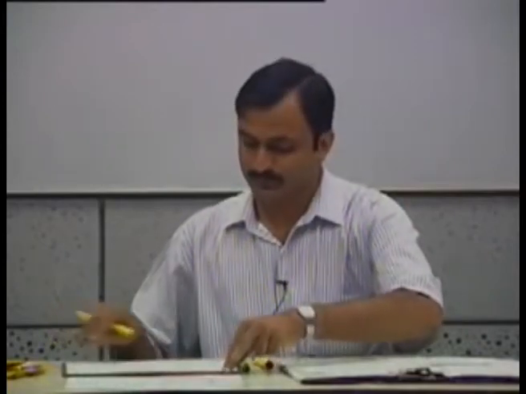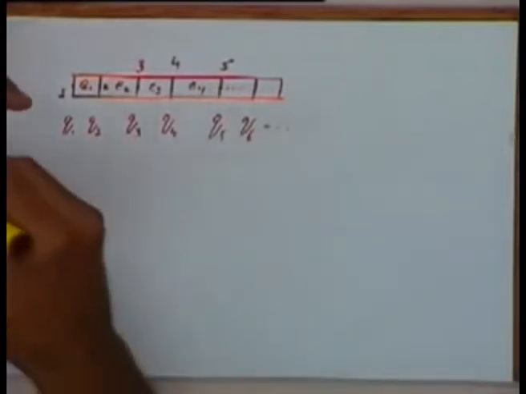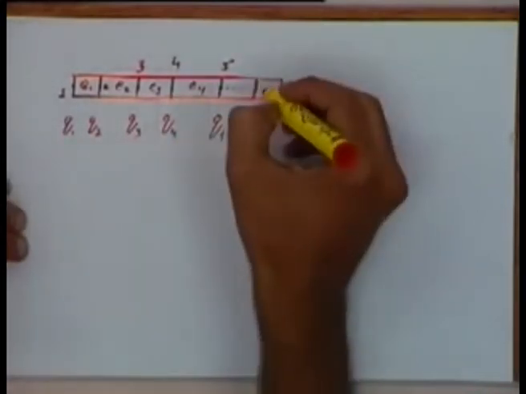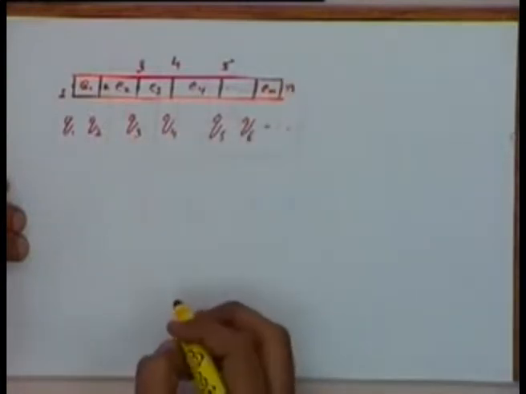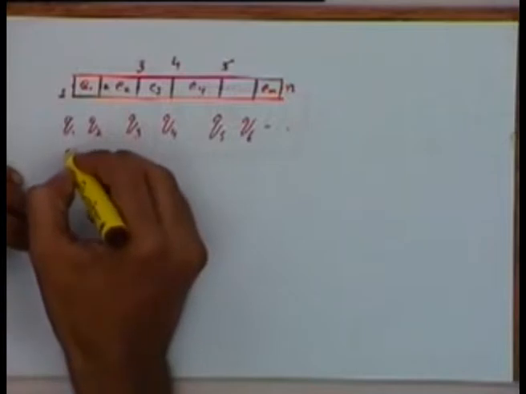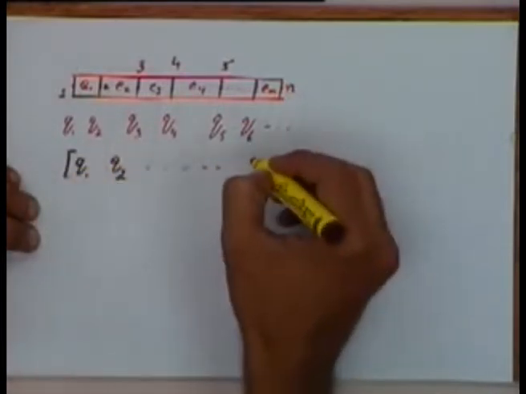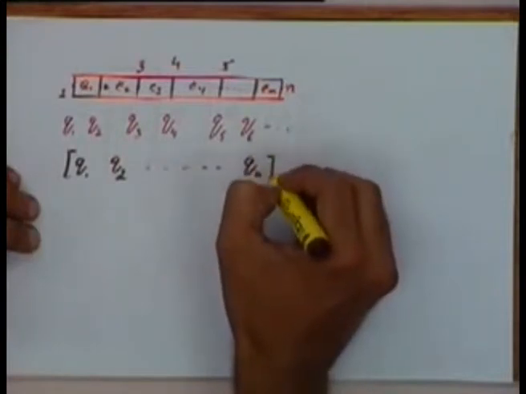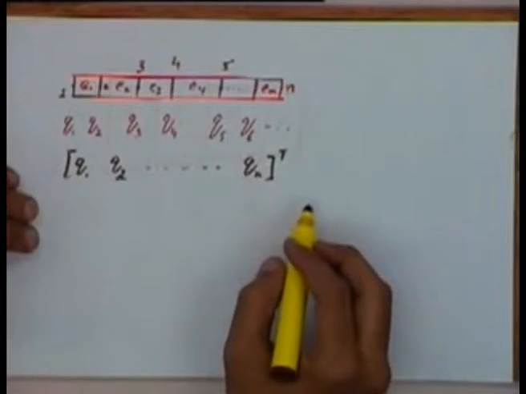So if we have a set of elements like this, that is E1, E2, E3, E4 so on, and let us say if we have m elements and n nodes, our global deformation matrix would be given by Q1, Q2 so on till Qn, okay. This is our global deformation matrix.